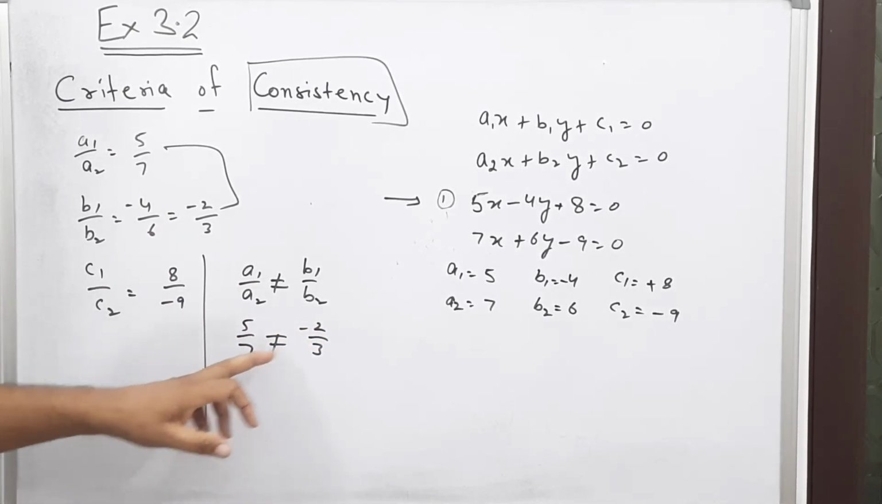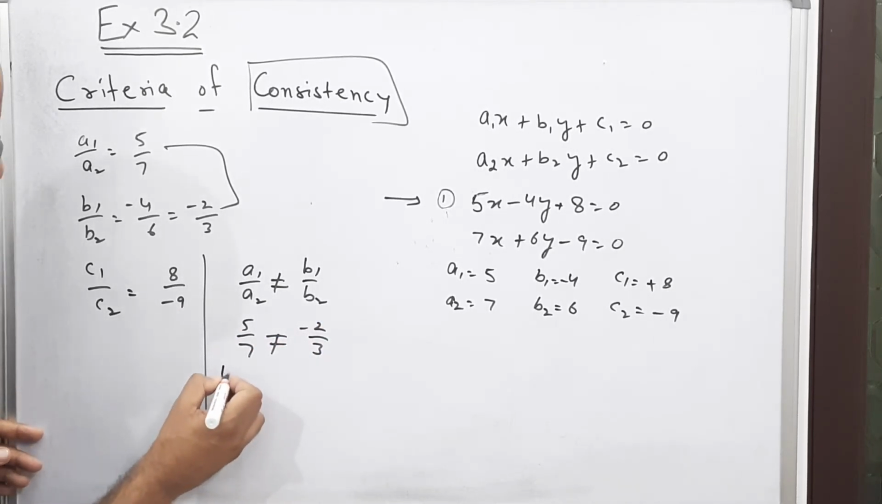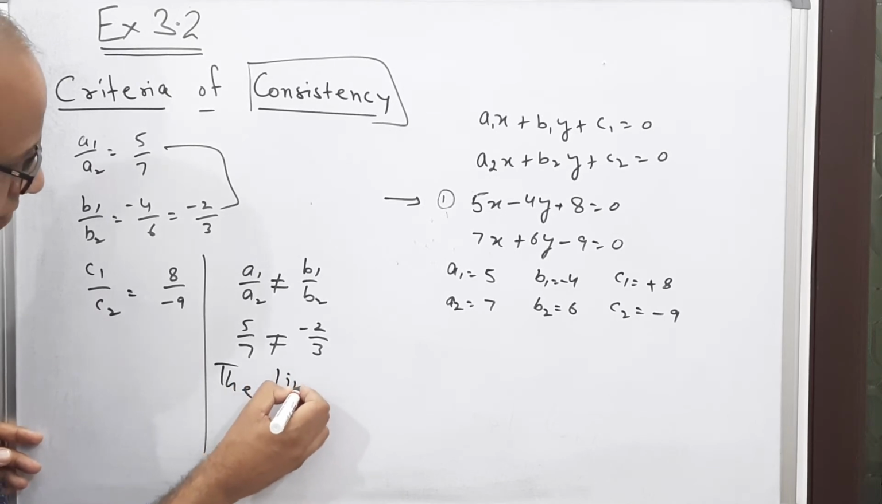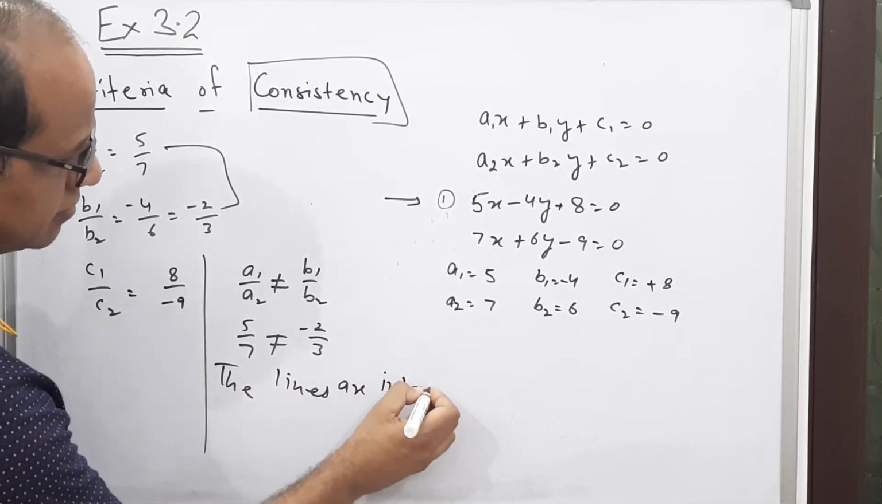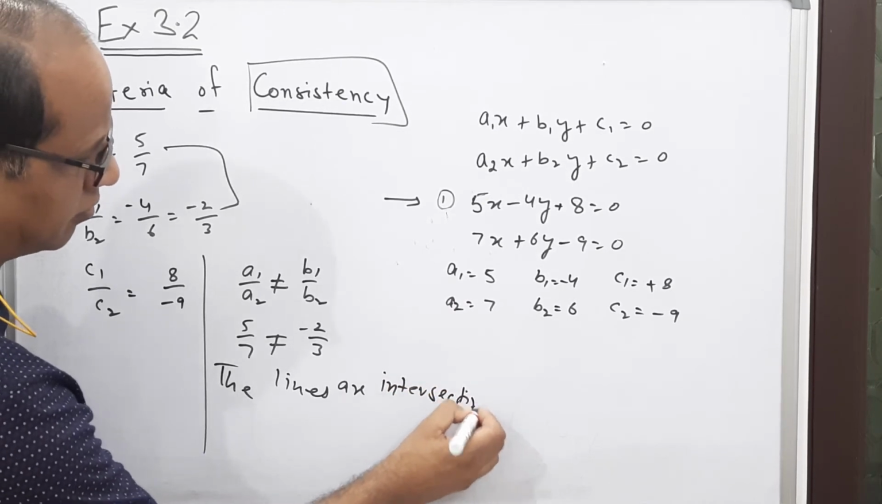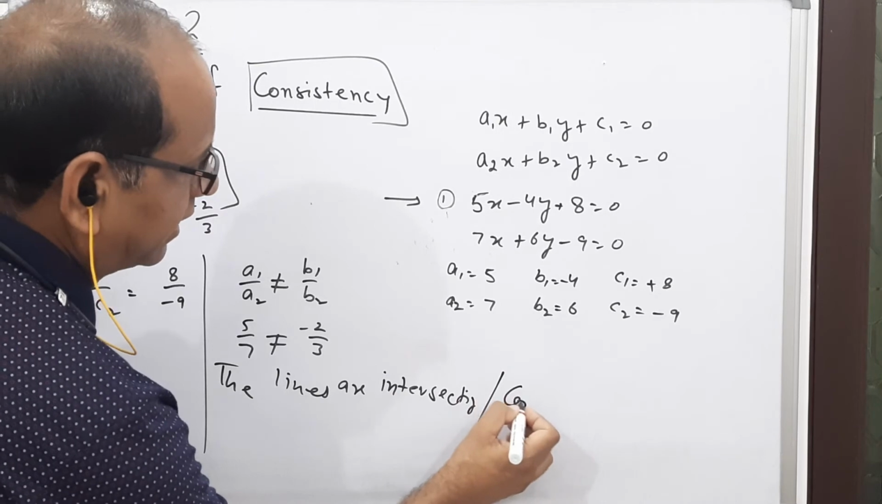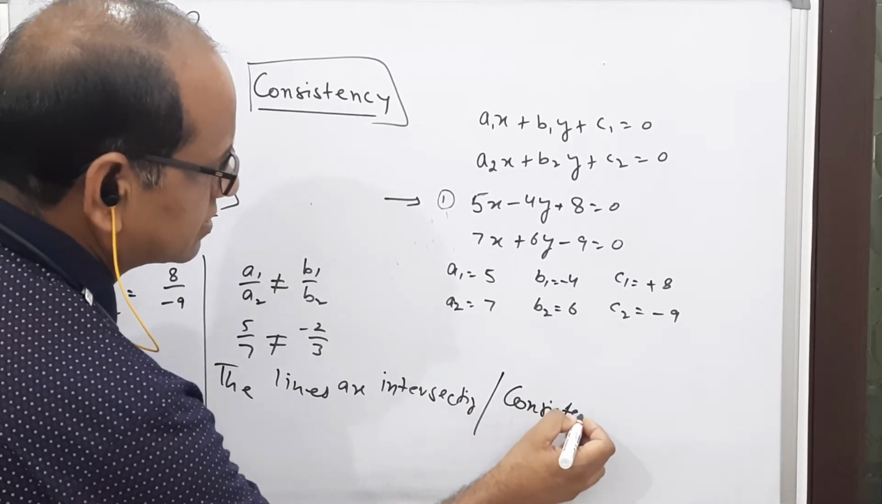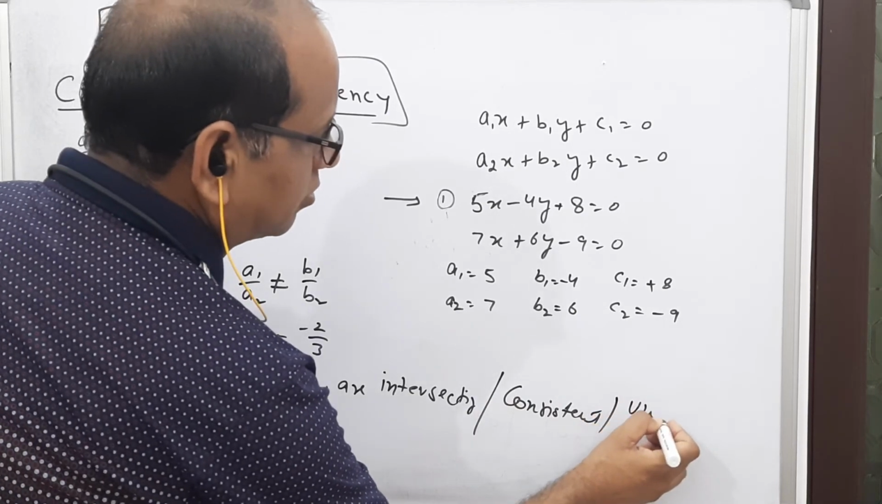So when 5 by 7 is not equal to minus 2 by 3, we say that the lines are intersecting. The lines are intersecting, or we can say that it is consistent, or we can say that it is a unique solution.